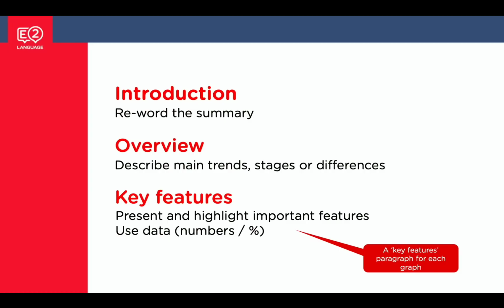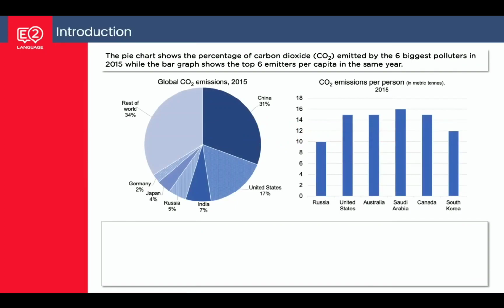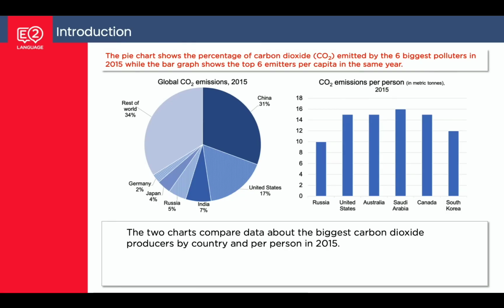So let me show you how this task is going to go. I'm going to write the introduction first. And basically, that just involves rewriting the rubric up the top here in red. Now, it's a pretty complicated rubric and a fairly complicated pair of graphs. I'm going to write a really simple introduction for this one because the rest of my task will be quite complicated. Here we go, the two charts compare data about the biggest carbon dioxide producers by country and per person in 2015. Super simple. Now I'm on to the overview.